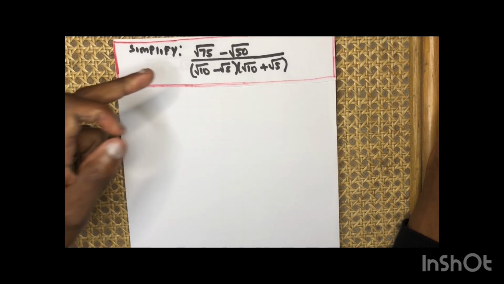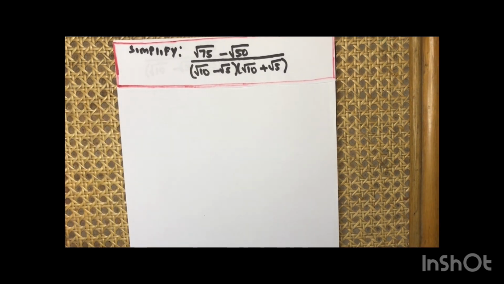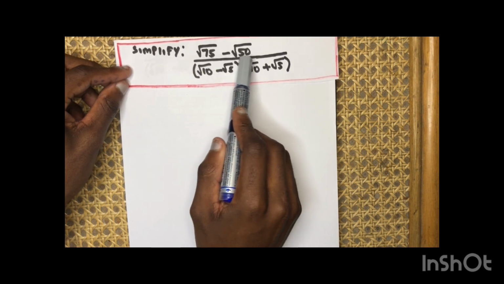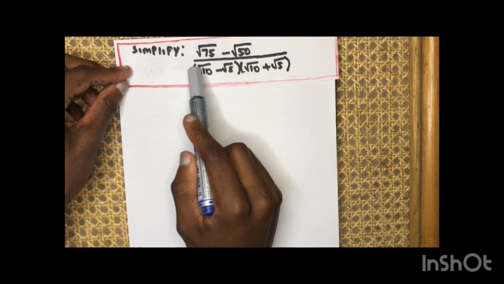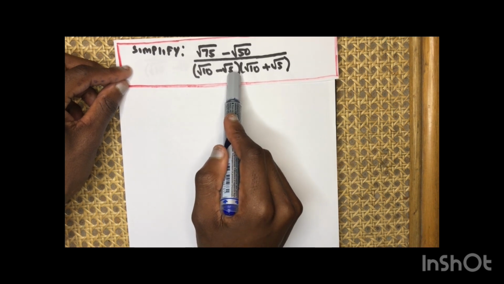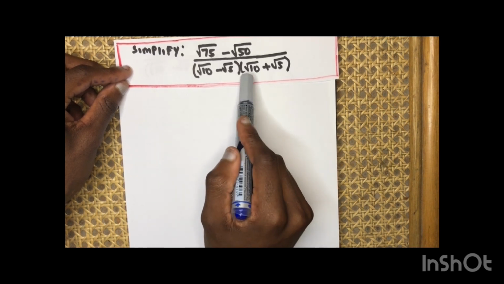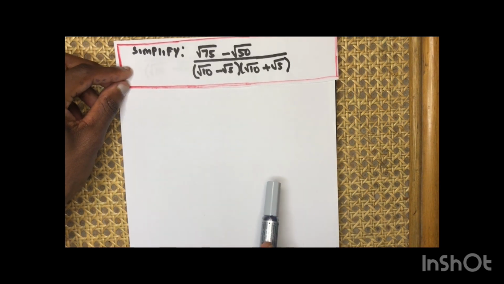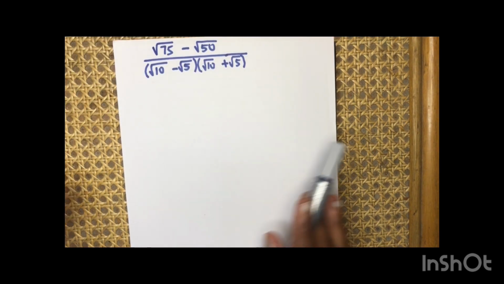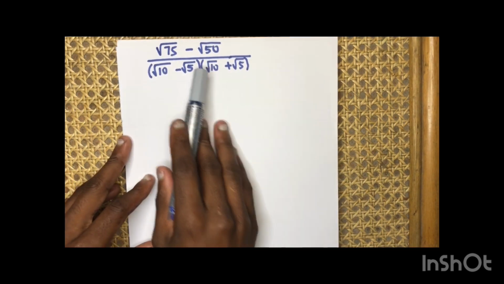So we will do this question saying simplify root 75 minus root 50 all divided by, in brackets, root 10 minus root 5, close the brackets, root 10 plus root 5. So this is the question that we have to solve. So this is what we will have, guys.